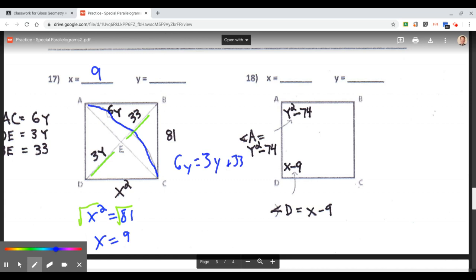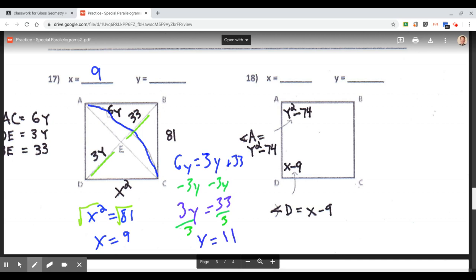Let's combine like terms. You subtract 3y from each side, and you're going to get 3y equals 33. And then you want to divide by 3. Dividing by 3 on each side, you're going to get y equals 11. All right, and that's how we do number 17. I'm going to erase some of this work to give us more room for 18. So give me 2 seconds.